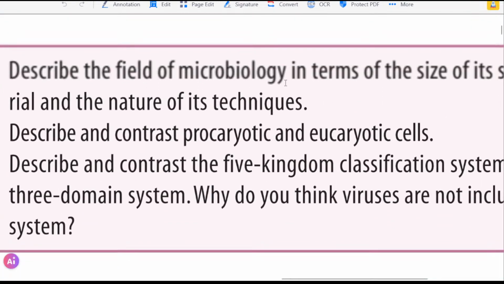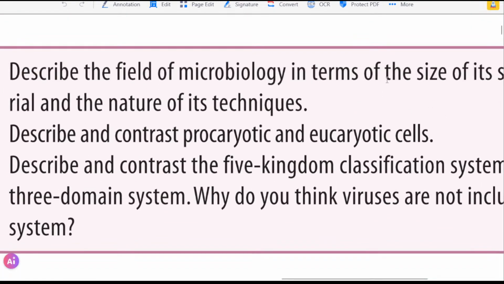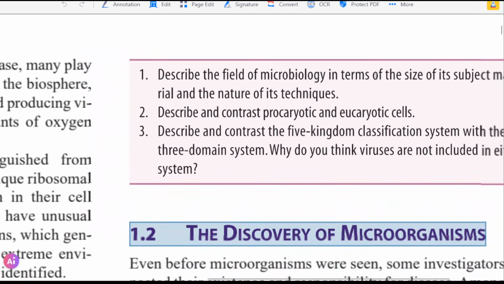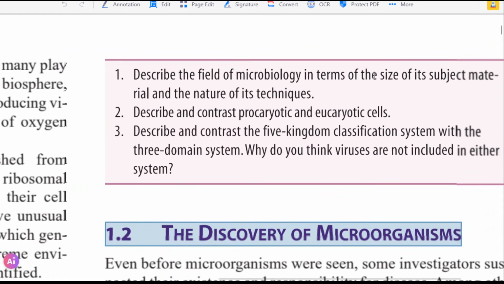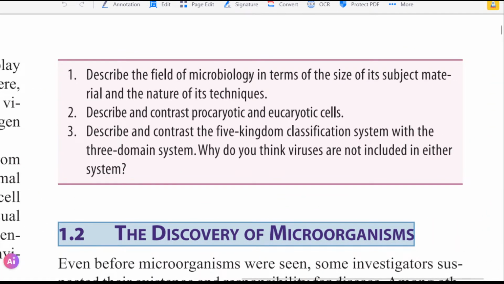So I'm going to see if I remember things or not. Describe the field of microbiology in terms of size of its subject material, and the nature of its techniques. So they are asking me to describe microbiology in terms of what? The size of its subject material. Right, they are asking how much microbiology covers.